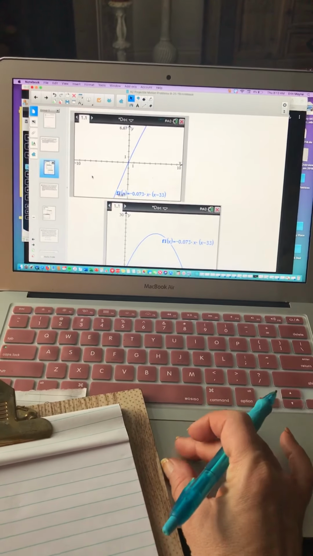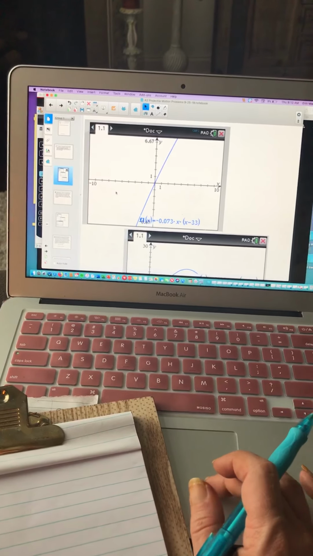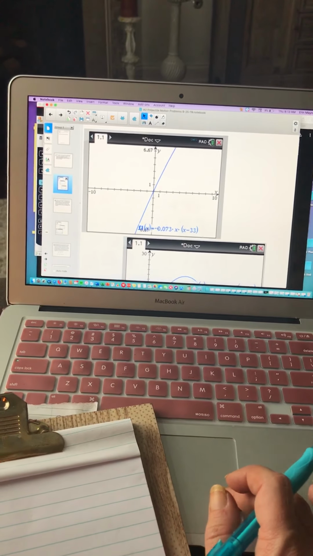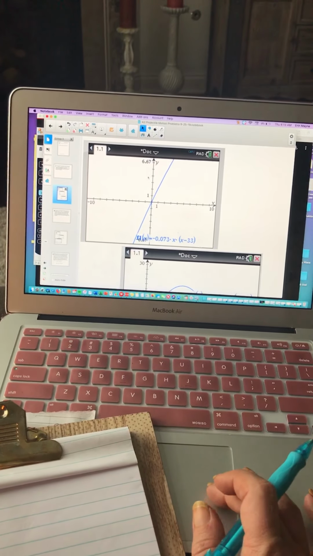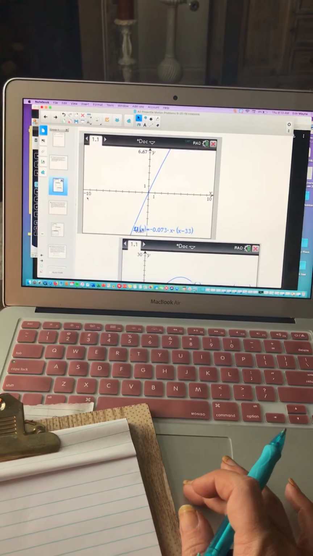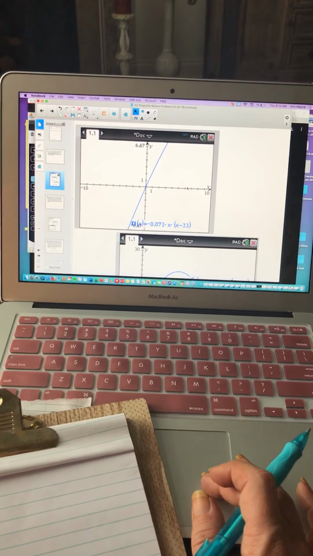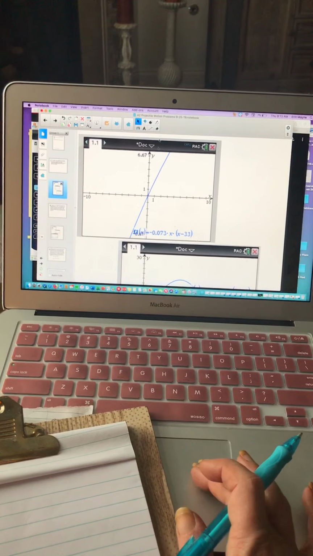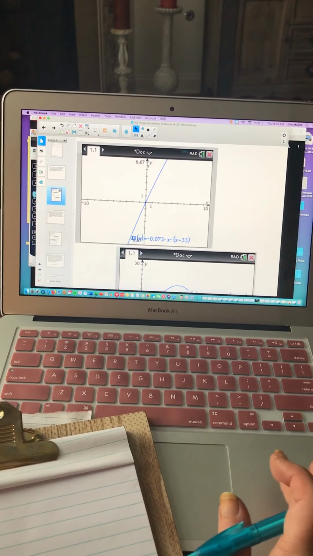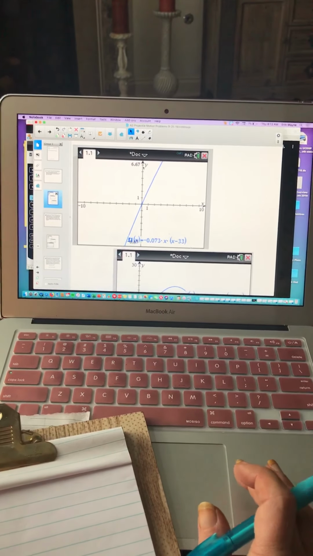Okay, so at the top on this slide, sometimes when you put anything in your calculator, the calculator will by default give you this window from negative 10 to 10, and sometimes it goes negative 6.67 to 6.67. It has a tendency to have that be the default.